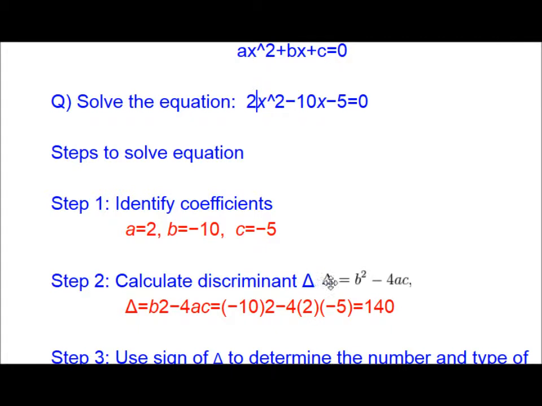After we have identified the coefficients for the given equation, we have to calculate the discriminant, which is also denoted as delta. The discriminant formula is b square minus 4ac. We will substitute the values of b, a and c from here into this formula to get the answer. Let's see what we'll get.